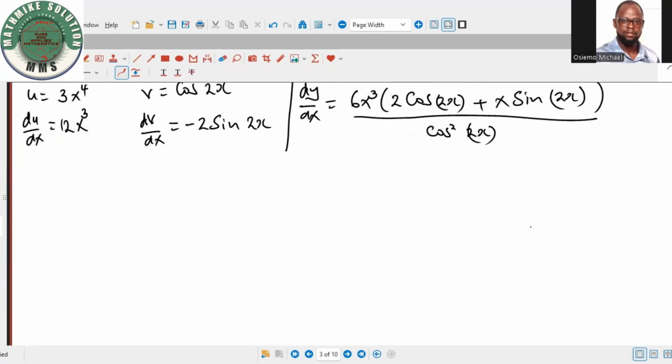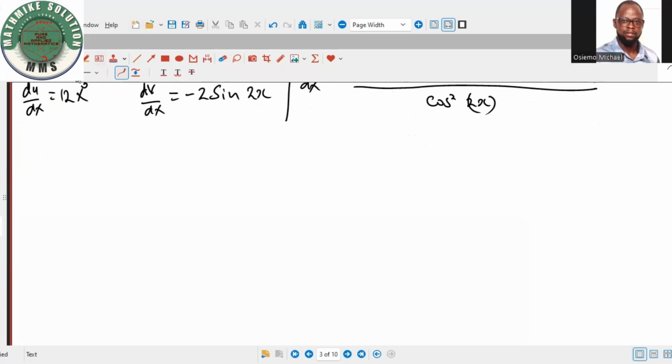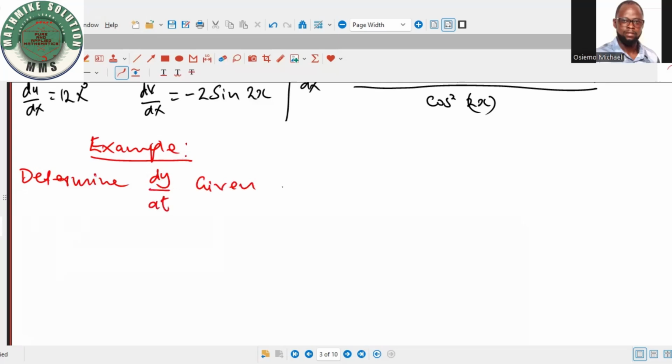Example 2. You have been given, determine dy dt given y is equal to t exponential 2t over 2 cos t. Now let us look at this problem.